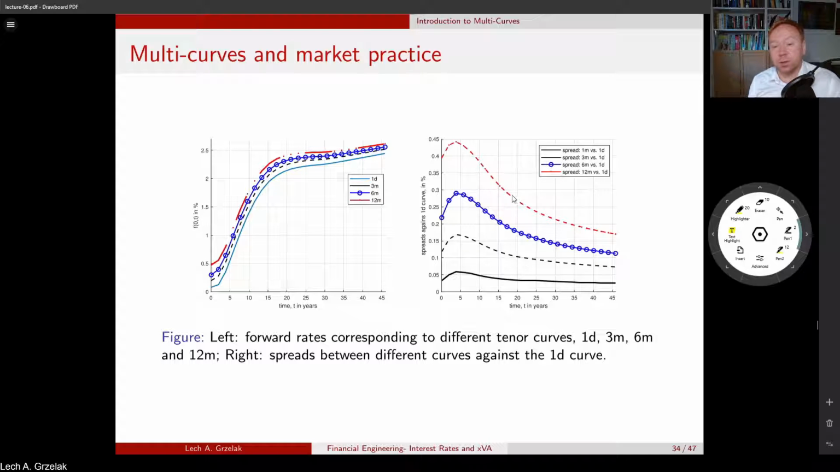Basically, it's actually expressed here. This is the spread between different curves. Here we show everything against the 1 day curve. So you can see the higher the tenor, the larger the spread between the curve and the 1 day curve. It's also illustrated here. This is the 12-month difference. So we have around 25 basis points that you have to pay extra for this risk that your counterparty may default in between, or there is this risk premium included in the price of those swaps, for example.